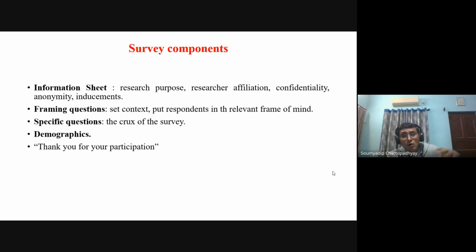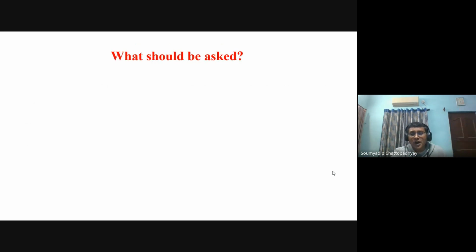Now all these are very important, because they are very much related to the aspects of data analysis and coding, which I will discuss again a bit later, in some of my later slides in greater detail. I'm just giving you a broad overview now. Now, what should be asked? This is another important aspect, because it is very much related to the coding aspect.